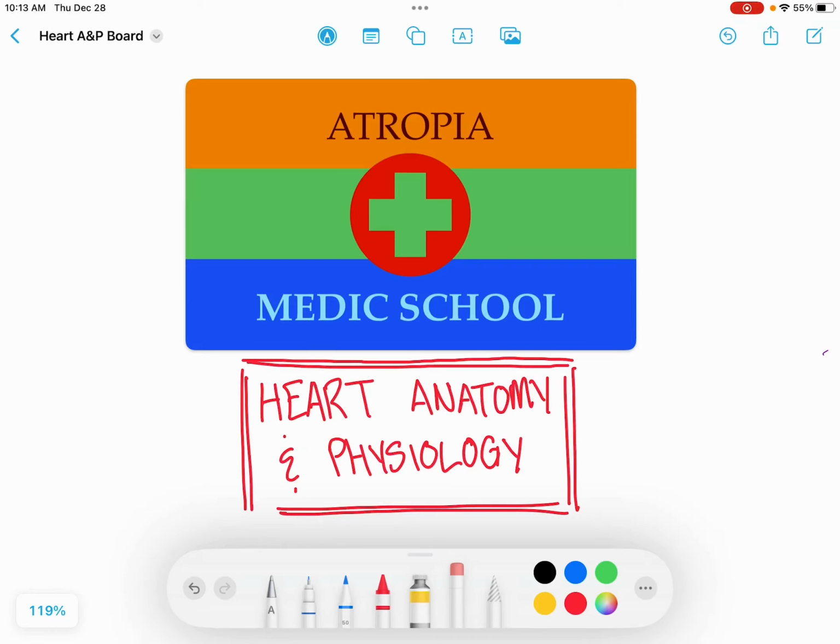Today we're going to go over heart anatomy and physiology. This will be a good review on some of the stuff that we're going to go into in some of the other cardiology quizzes that we'll be doing.